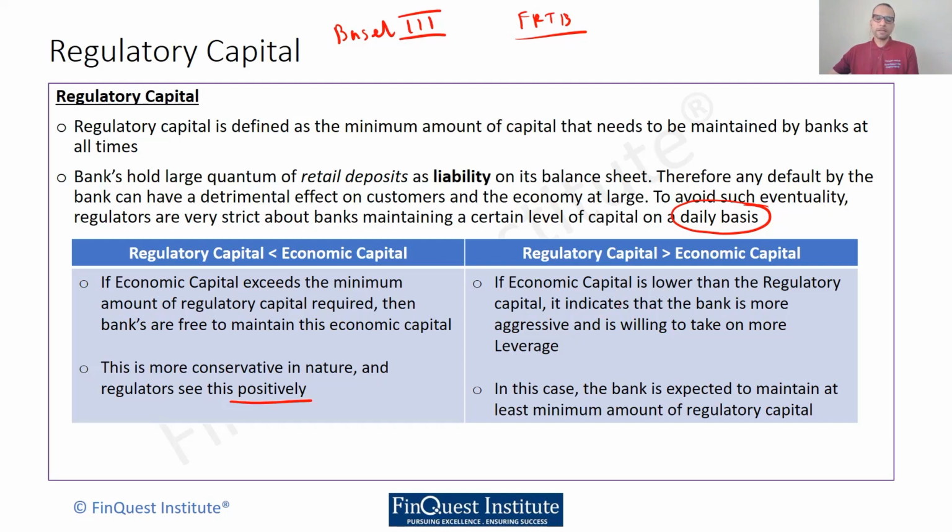Now, if regulatory capital is greater than economic capital, i.e., the economic capital is falling short of the regulatory capital, that means the bank would like to pursue an aggressive strategy and is willing to take on more leverage, the same point which we spoke of earlier. So the bank has an aggressive strategy, it wants to grow, and so it has taken on this additional leverage. Now, in this case, the bank is expected to maintain at least the minimum regulatory capital at all times.